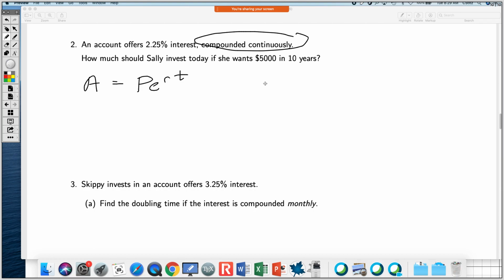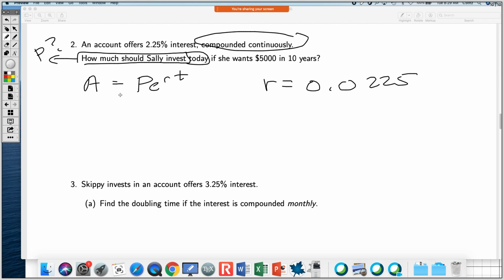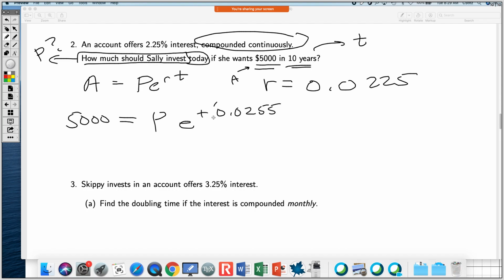2.25% compounded continuously, so R is 0.0225. How much should Sally invest today? So they're asking for what is the principal P if she wants $5,000 in 10 years. So that's the time, and then that's A. So 5,000 equals P, which we're trying to find, E to the 0.0225 times 10.